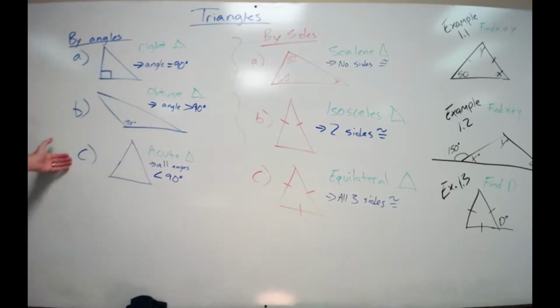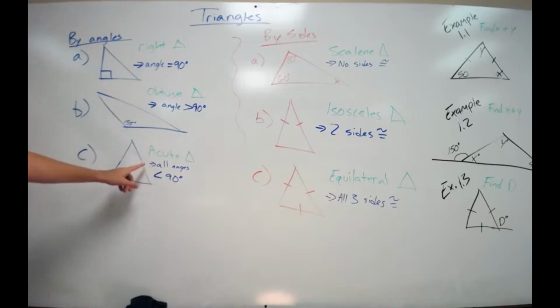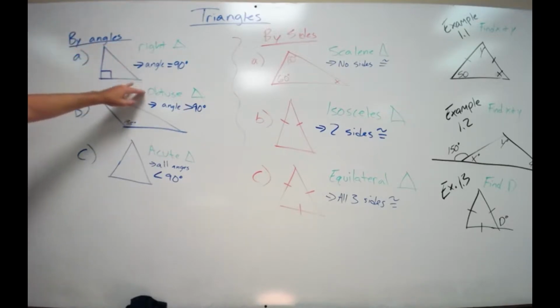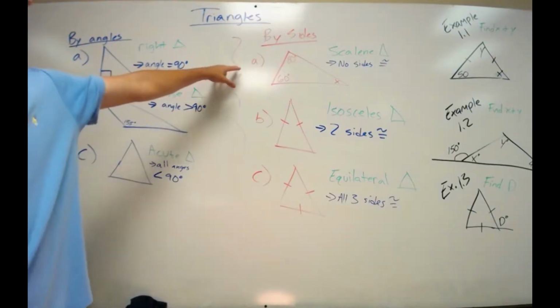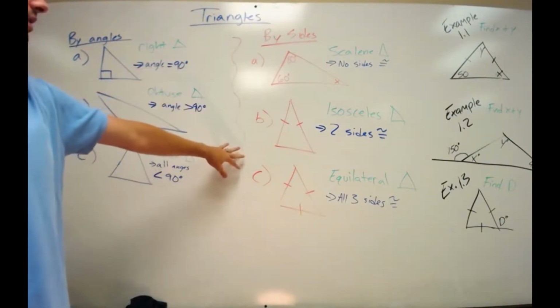And then for C, we have an acute triangle. In order for a triangle to be acute, all three angles must be less than 90 degrees. So those are the three ways to classify triangles by angles: right, obtuse, and acute. The next way to classify triangles is by their sides. So we have three different ways here as well.